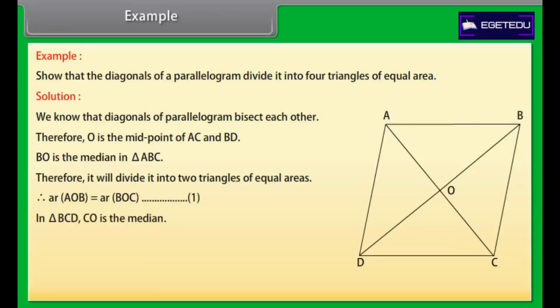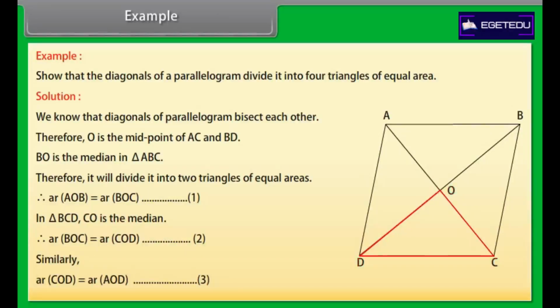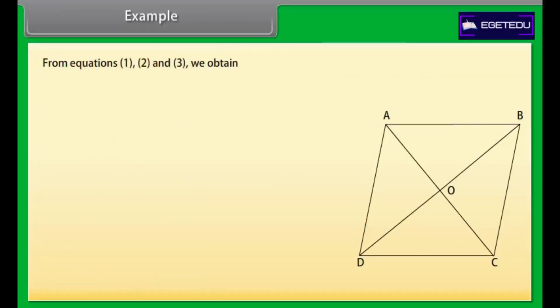Show that the diagonals of a parallelogram divide it into 4 triangles of equal area. Solution: we know that diagonals of parallelogram bisect each other. Therefore, O is the midpoint of AC and BD. BO is the median in triangle ABC. Therefore, it will divide it into two triangles of equal areas. Therefore, area of triangle AOB is equal to area of triangle BOC.